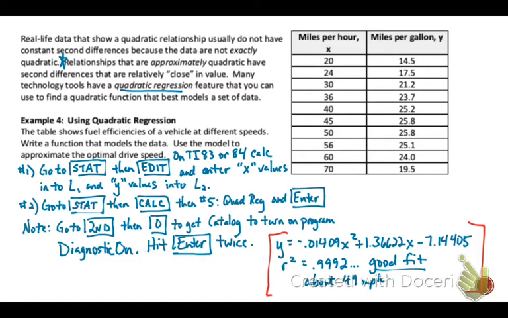It says, use the model to approximate the optimal driving speed. So that's going to be the driving speed that gives us the most miles per gallon. You'll probably guess that it's between 45 and 50 miles per hour. Let's go back to the calculator and take a look at the curve and see if that can help us find that value.